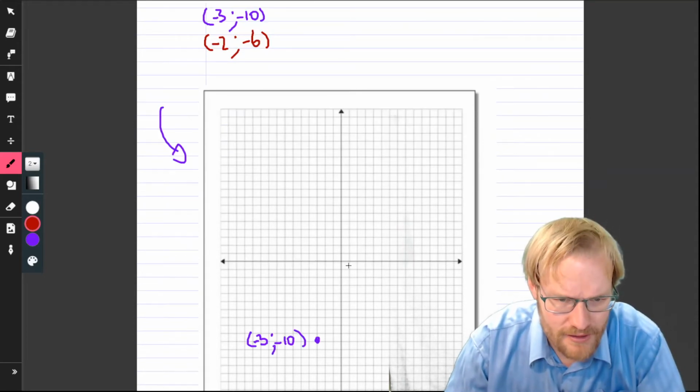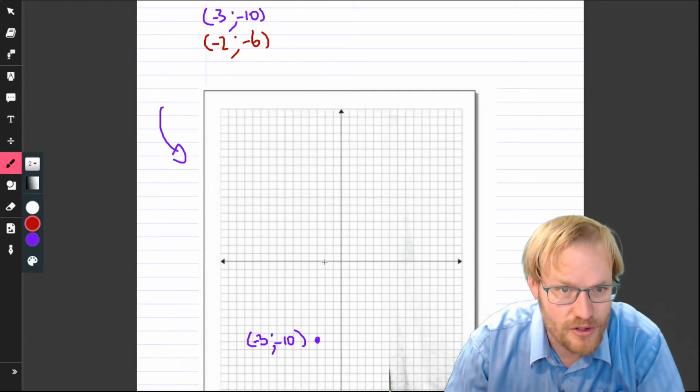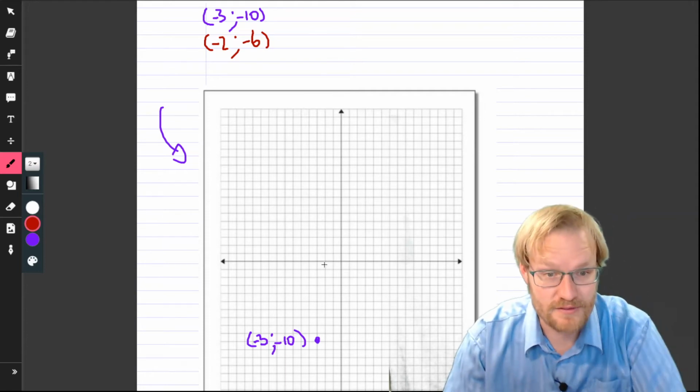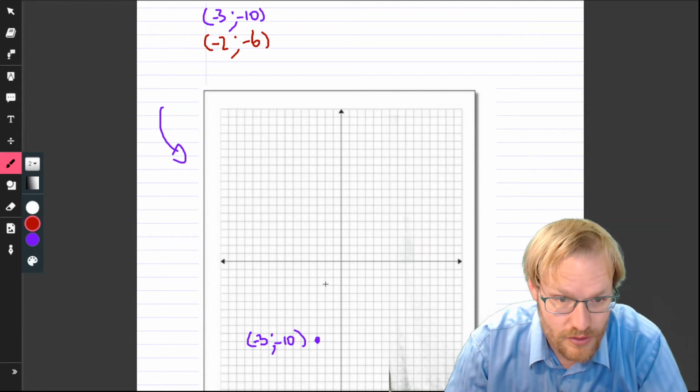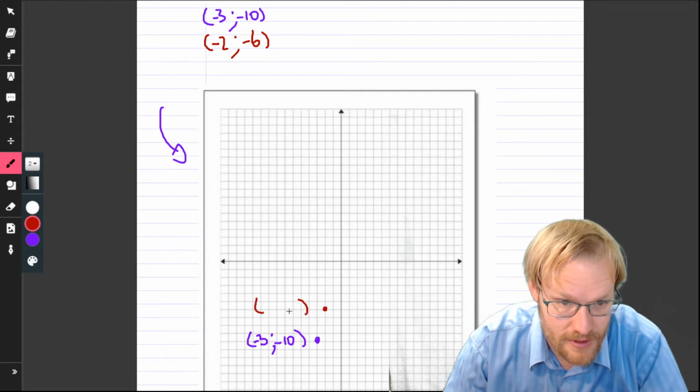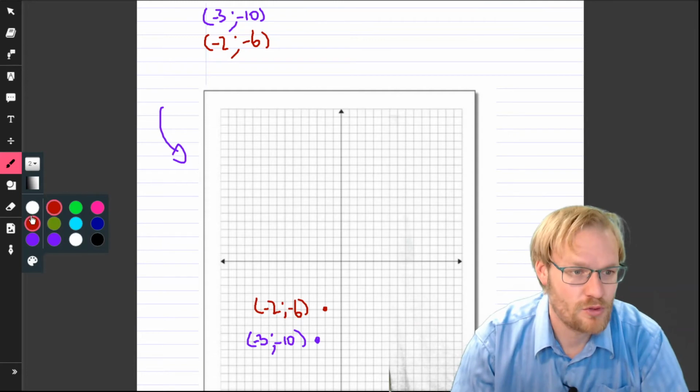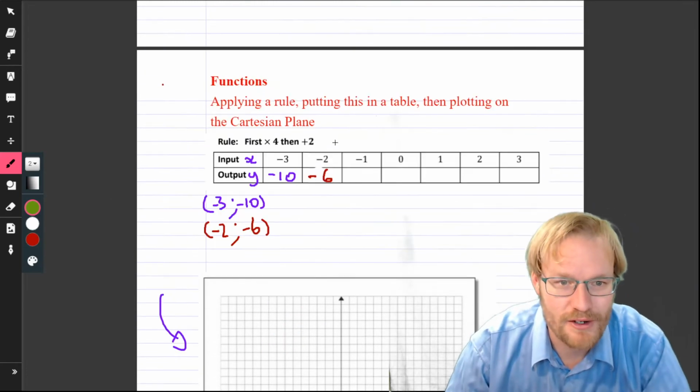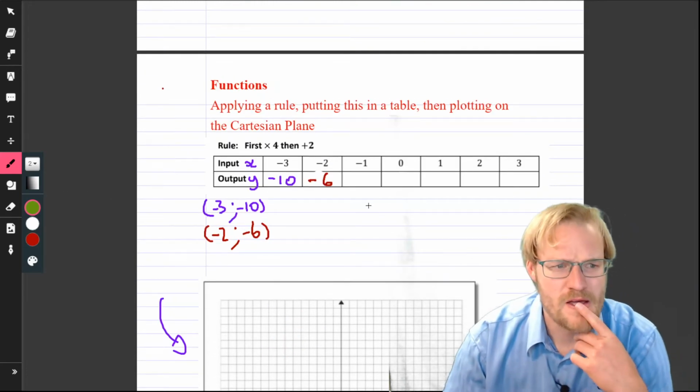And let's go. Negative 2, so we're going 1, 2, and down by 6 because it's negative 6. 1, 2, 3, 4, 5, 6. Okay, there it is. And let's label it. We said it was negative 2, negative 6. Cool, let's keep going. Let's get our green that we're missing so much.